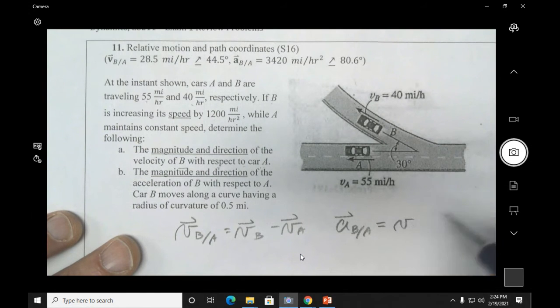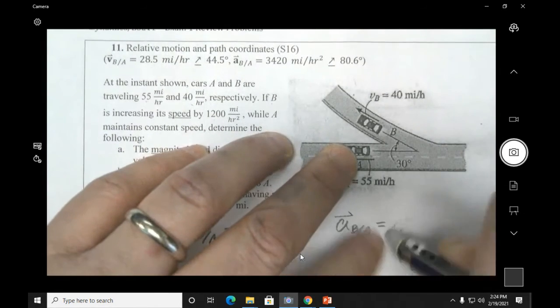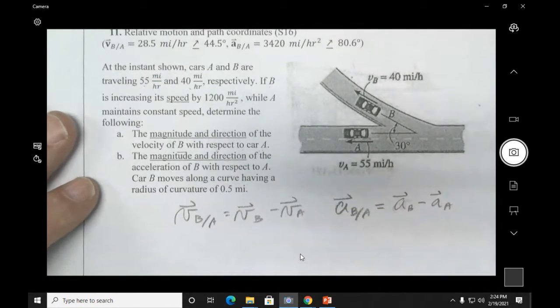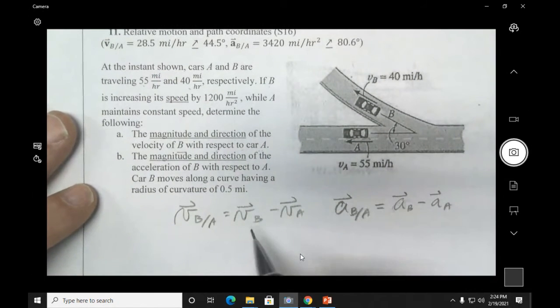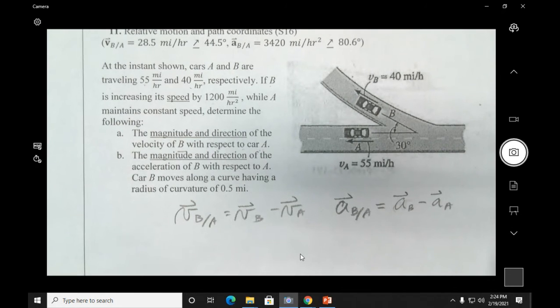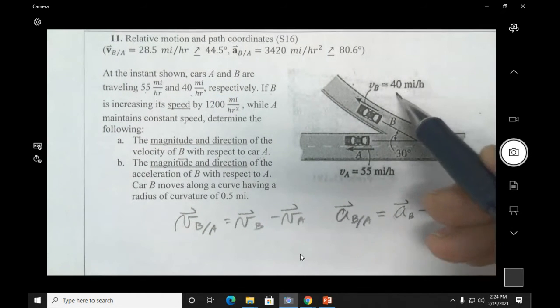So that's going to be the, oh, jeez. I'm getting a little tired here. The acceleration of B and the acceleration of A. All right, so I'm just checking out to see what he did. This guy's going 40 miles an hour.